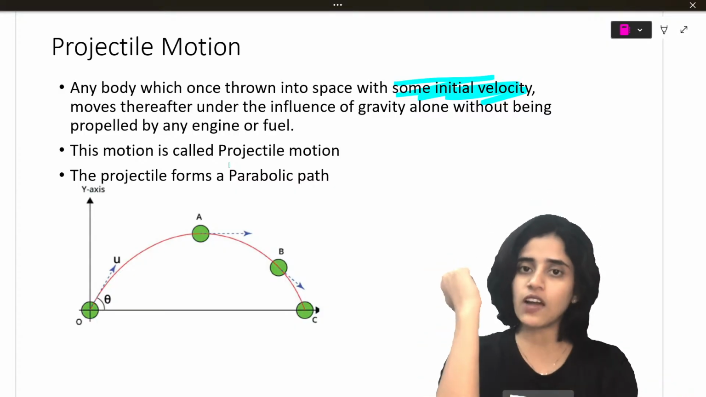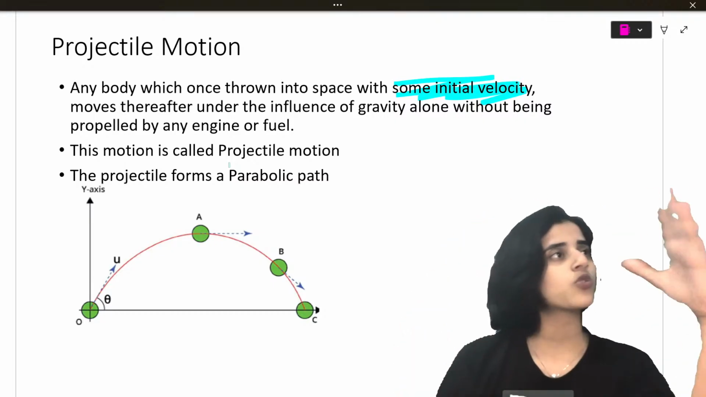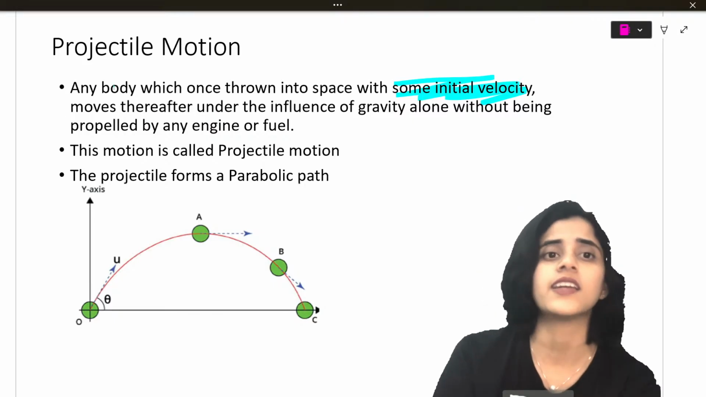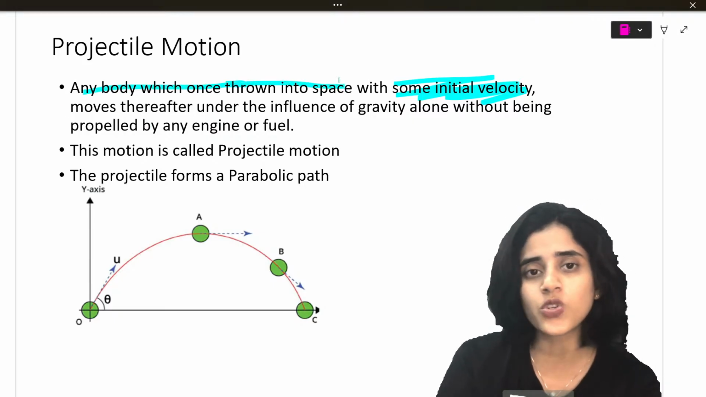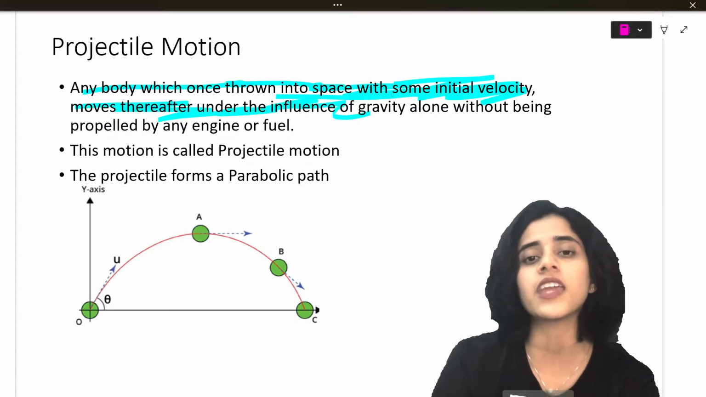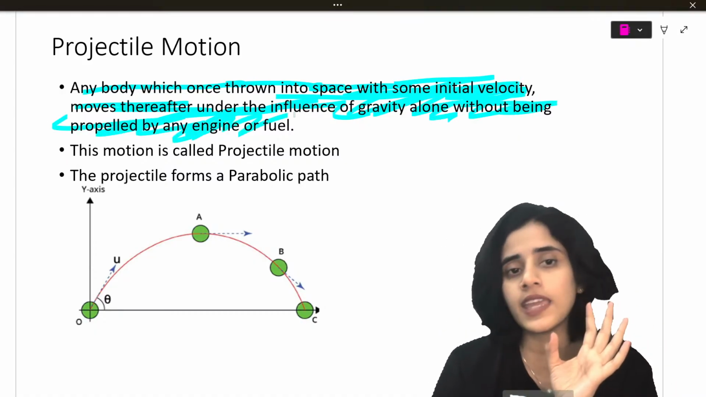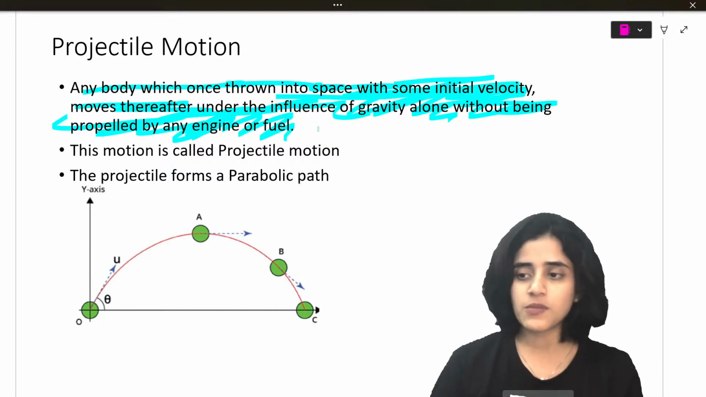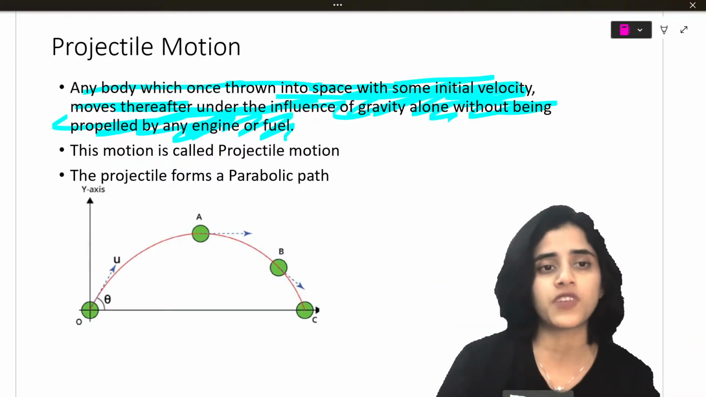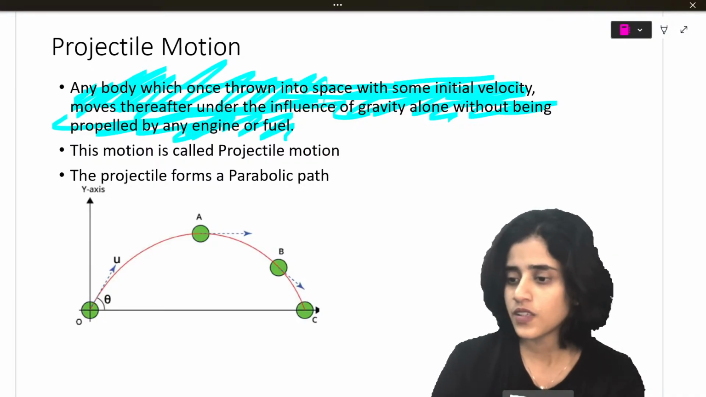So if you have a javelin, you push it, you throw it initially. Initially it moves and then it continues its motion only because of gravity. That is what is written here. Any body which, once thrown into space with some initial velocity, moves thereafter under the influence of gravity alone without being propelled by any engine or fuel. What is the meaning of that? First you throw it and then it continues to move only because of gravity, but there is no motor or anything.